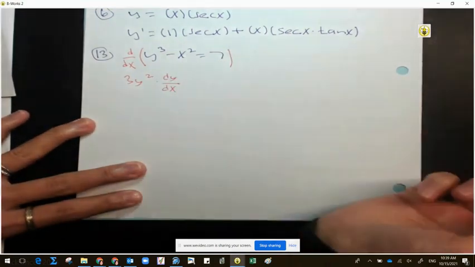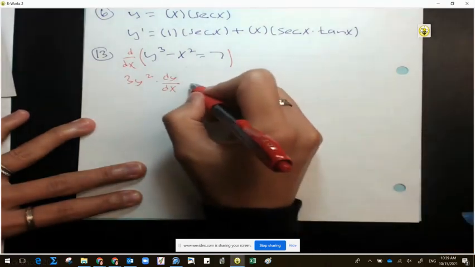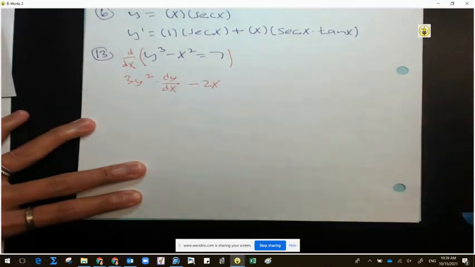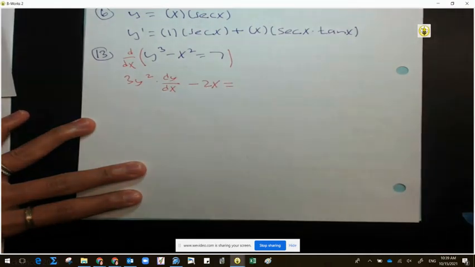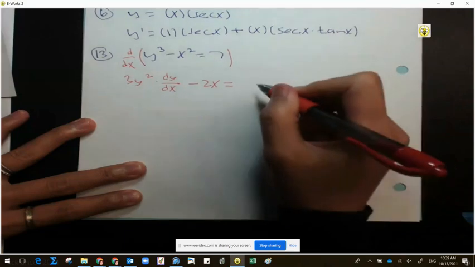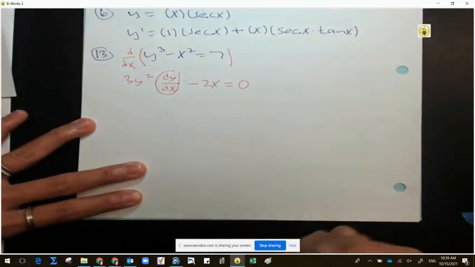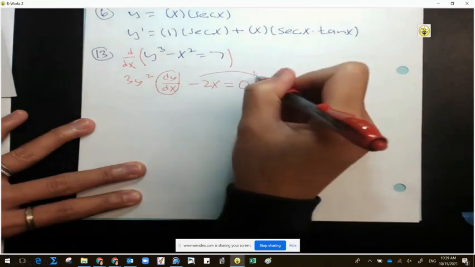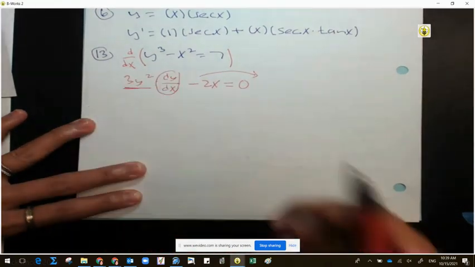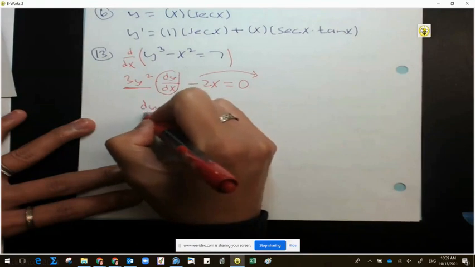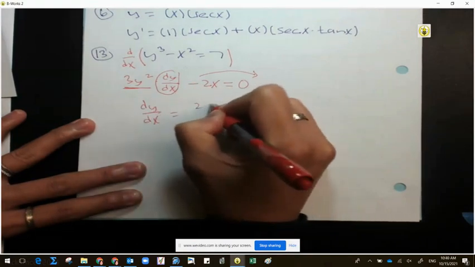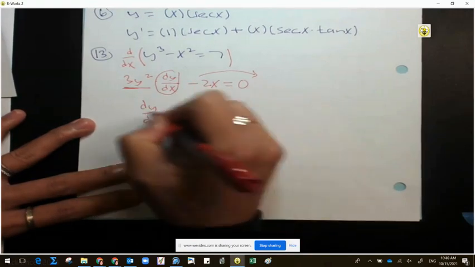And then derivative of negative x squared is how many? Just minus 2x. That's already in terms of x. I don't need any more. And the derivative of any constant is what number? 0. And I need to make this one by itself. So what I'm going to do is move the 2x over and divide it by this guy. So we have dy over dx is equal to 2x over 3y squared.